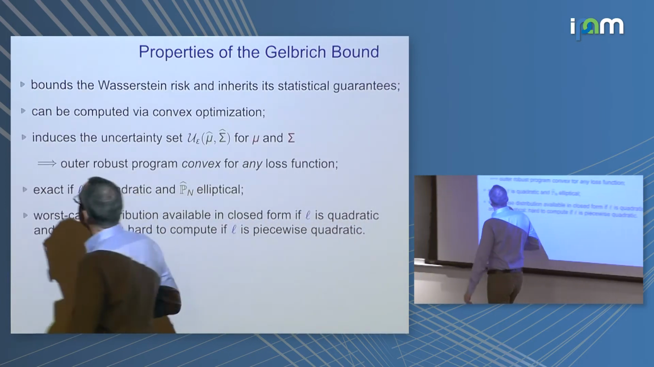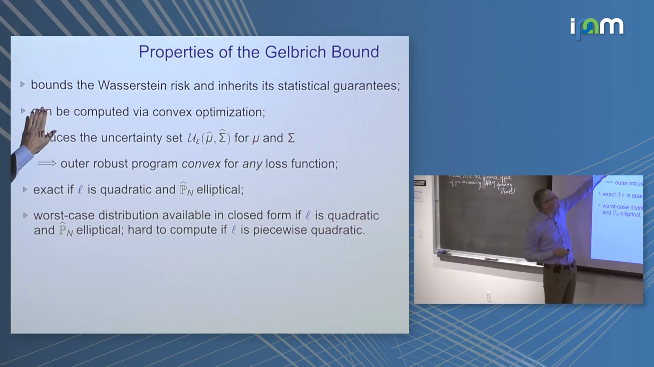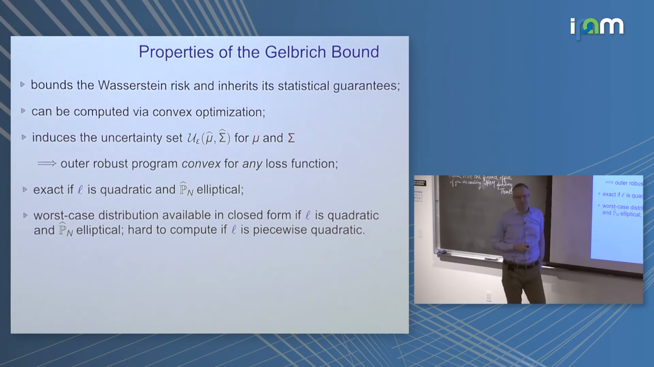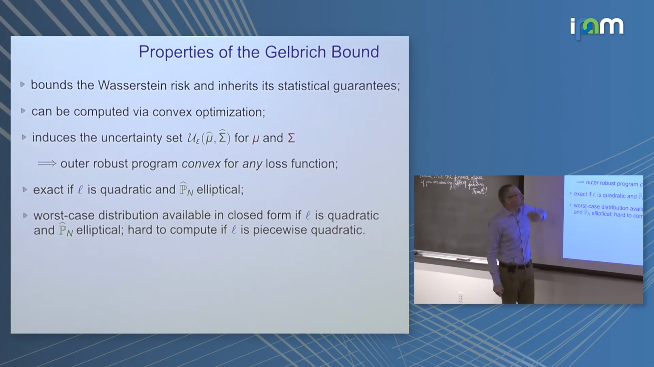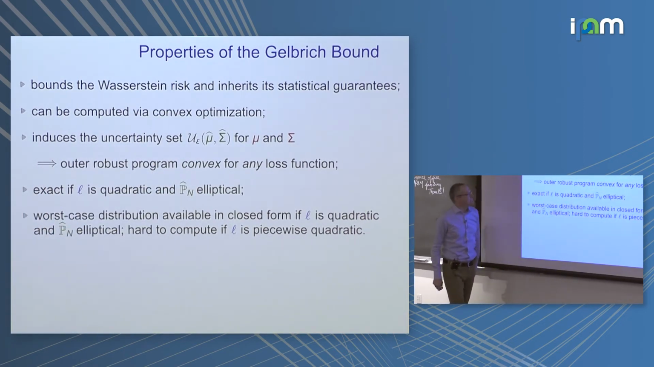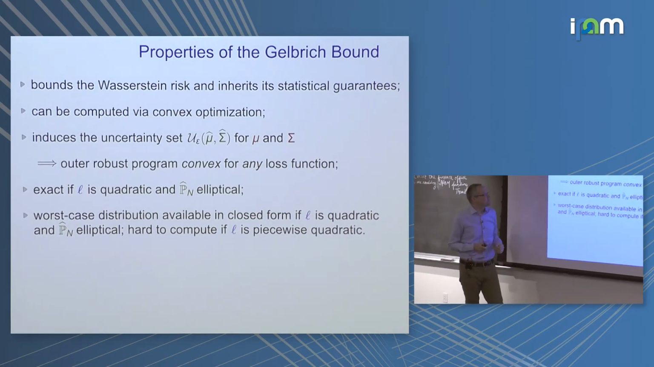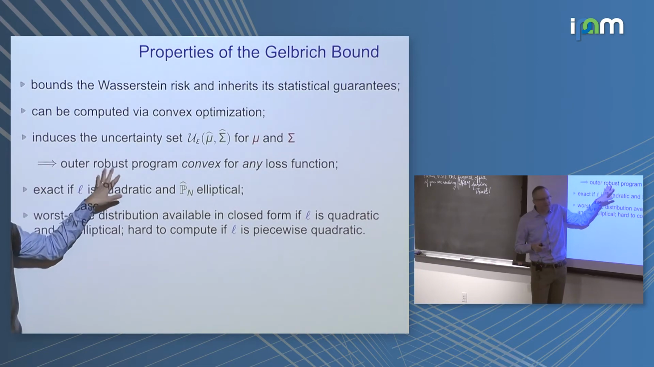So here's a brief summary. The Gelbrich risk bounds the Wasserstein risk because I inflated the uncertainty set. So therefore it inherits all statistical guarantees that the Wasserstein risk might offer you. It can be computed efficiently via convex optimization. It also induces this uncertainty set U epsilon for the mean covariance pairs. And that leads to an outer robust program, which is actually convex for any loss function.